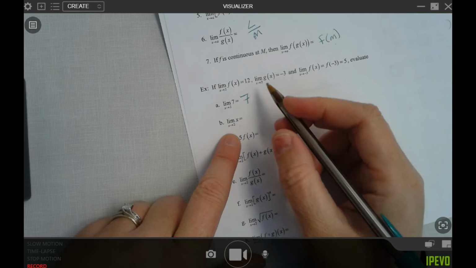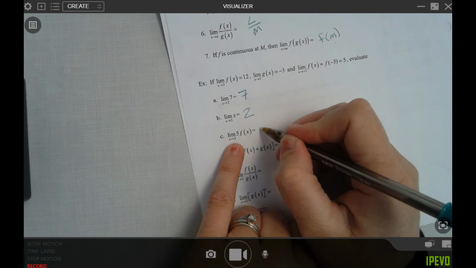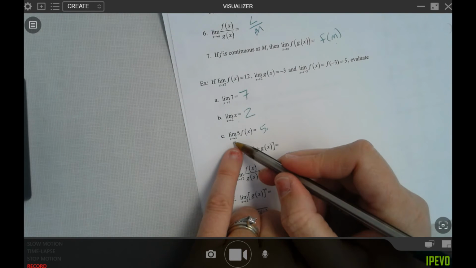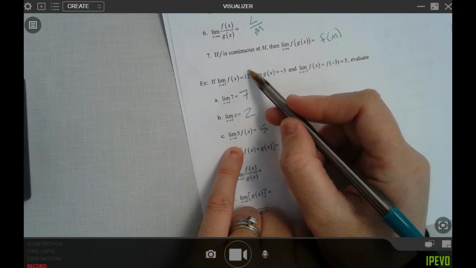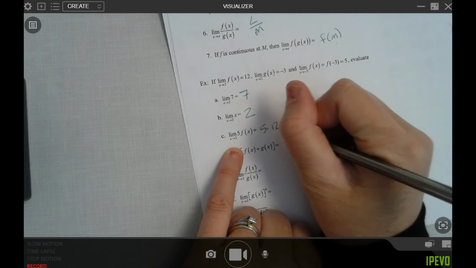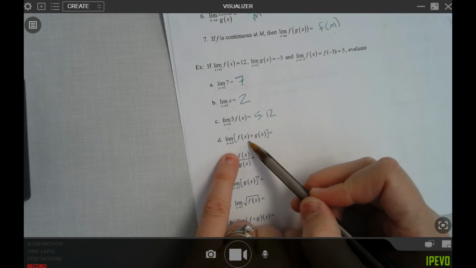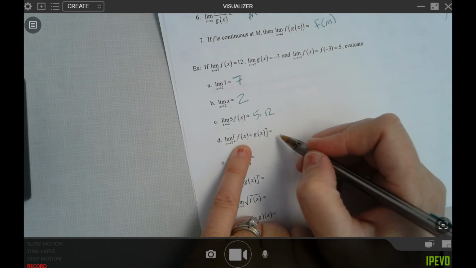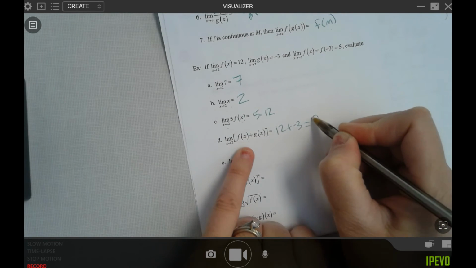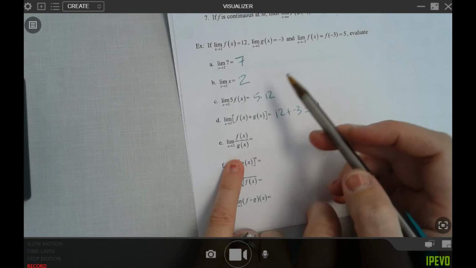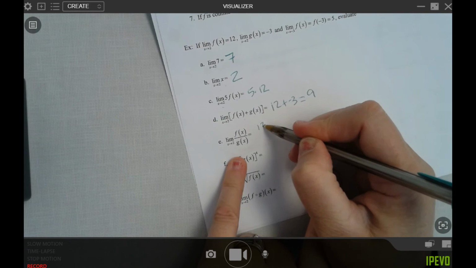X is 2, so we're going to be going to 2. So this is going to be 5 times the limit as f goes to 2, which is 12. So we have 5 times 12. This is the limit of 2, adding the 2. So 12 plus my -3. We're going to divide, as long as the denominator is not a 0, so they're good. So 12 divided by -3.